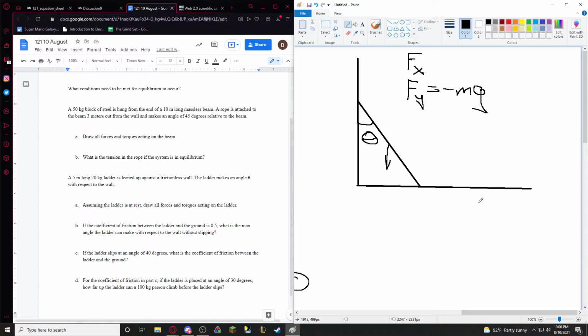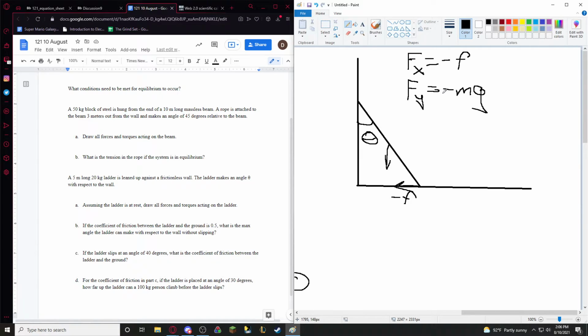You have the frictional force. Acting where? On the ground. To the left? To the negative x direction. That's the negative x direction. So we'll have negative f. We'll just call it negative f. What else?